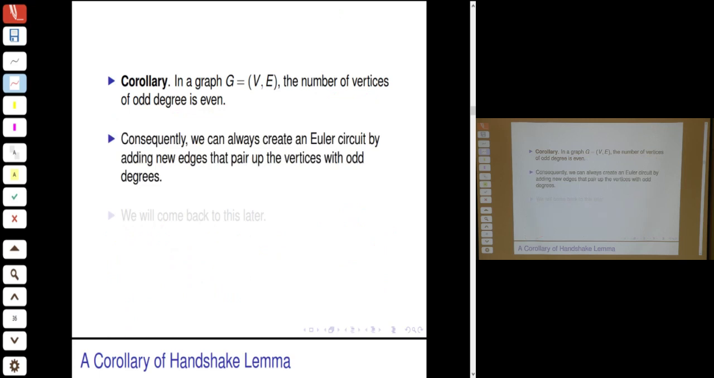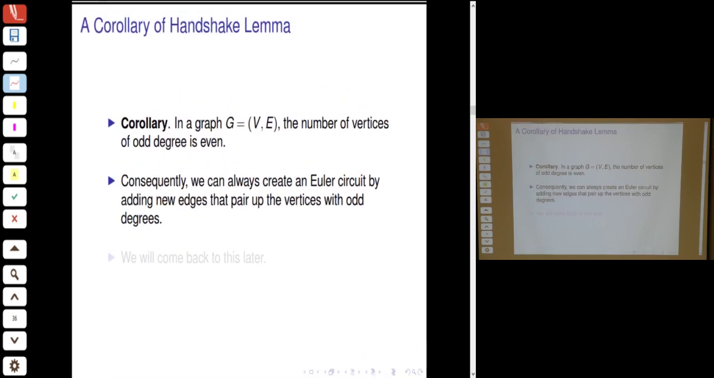So, in particular, this means that we can always create an Euler circuit by adding new edges that pair up the vertices with odd degrees. Since the number of vertices with odd degrees is even, think of the simple situation where there are only two vertices with odd degrees. The number of vertices with odd degrees has to be even, so it has to be 2 or 4 or 6 or 8 and so on. So let us take the simplest case when there are only 2 odd degree vertices.